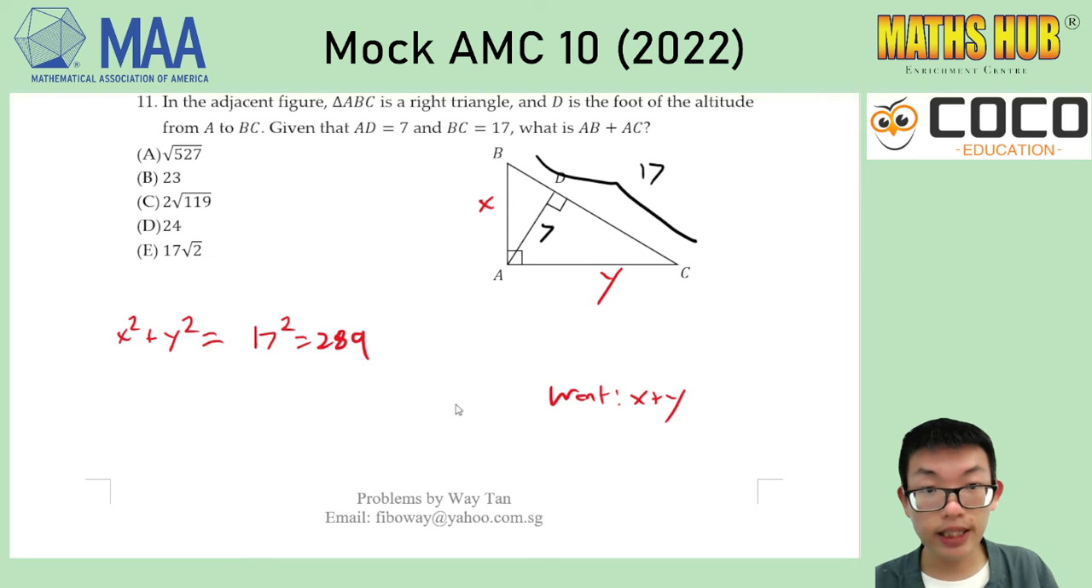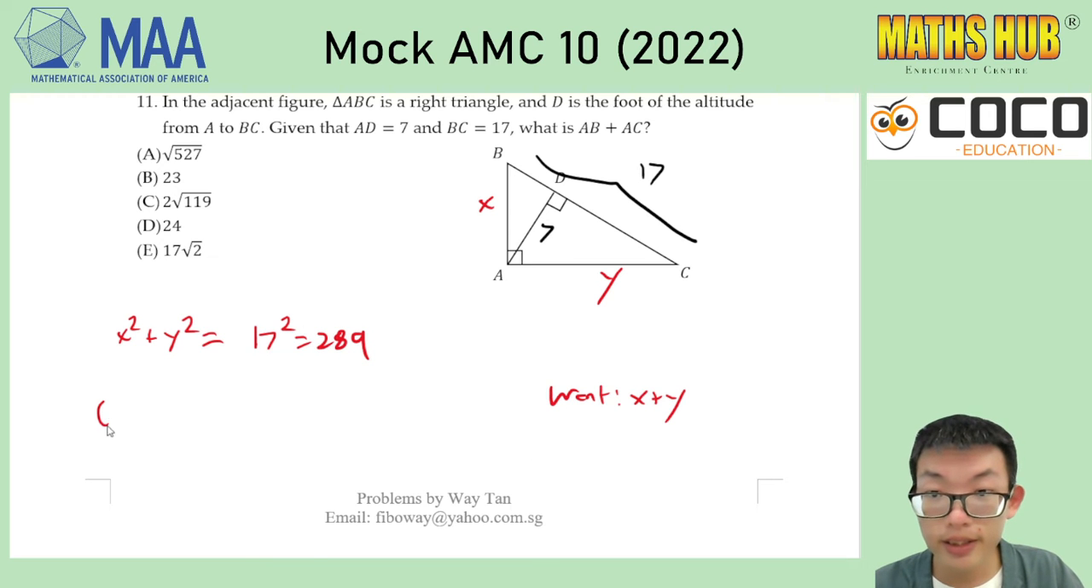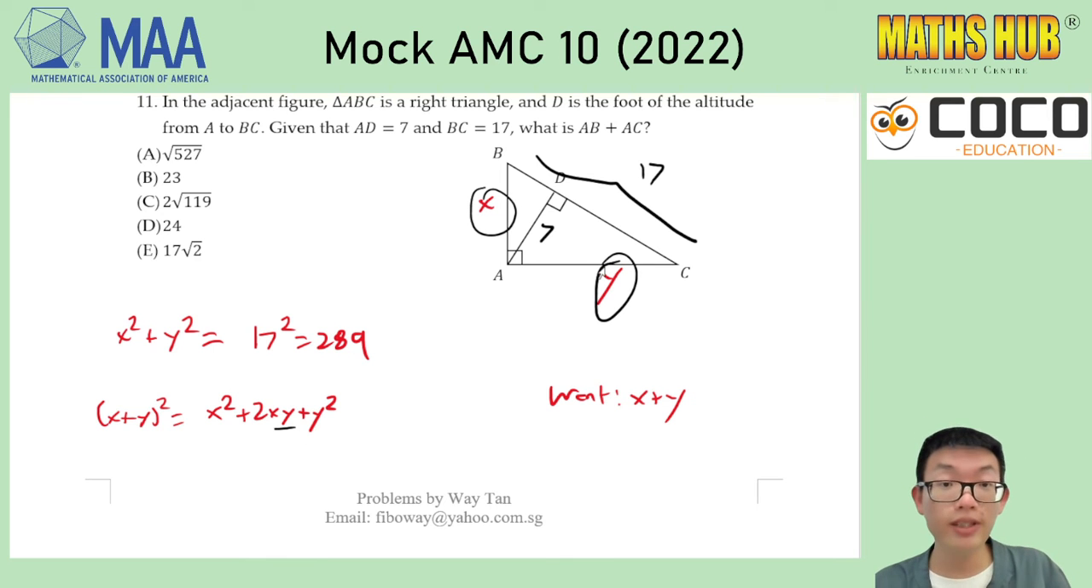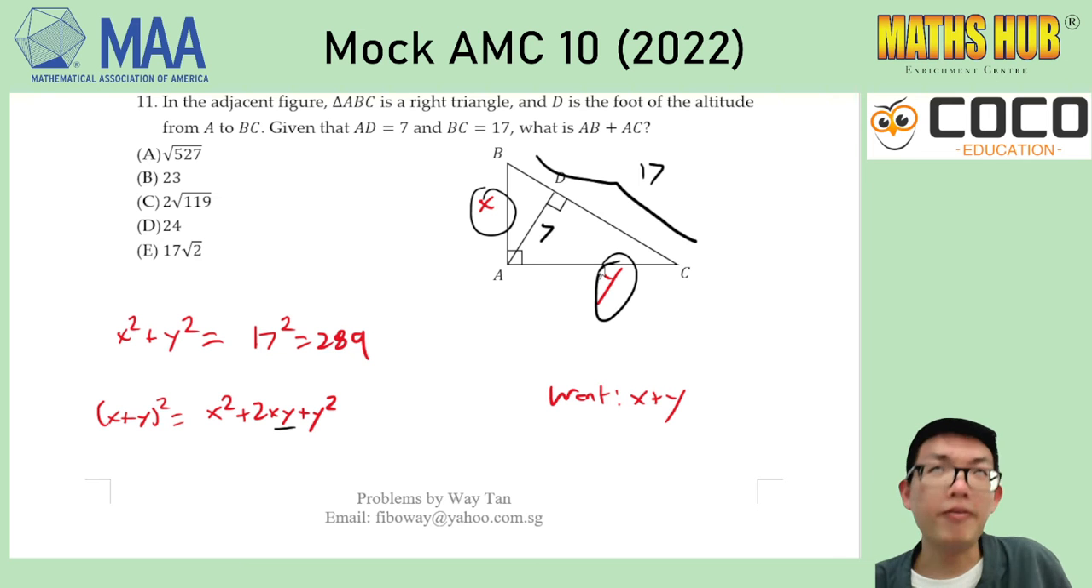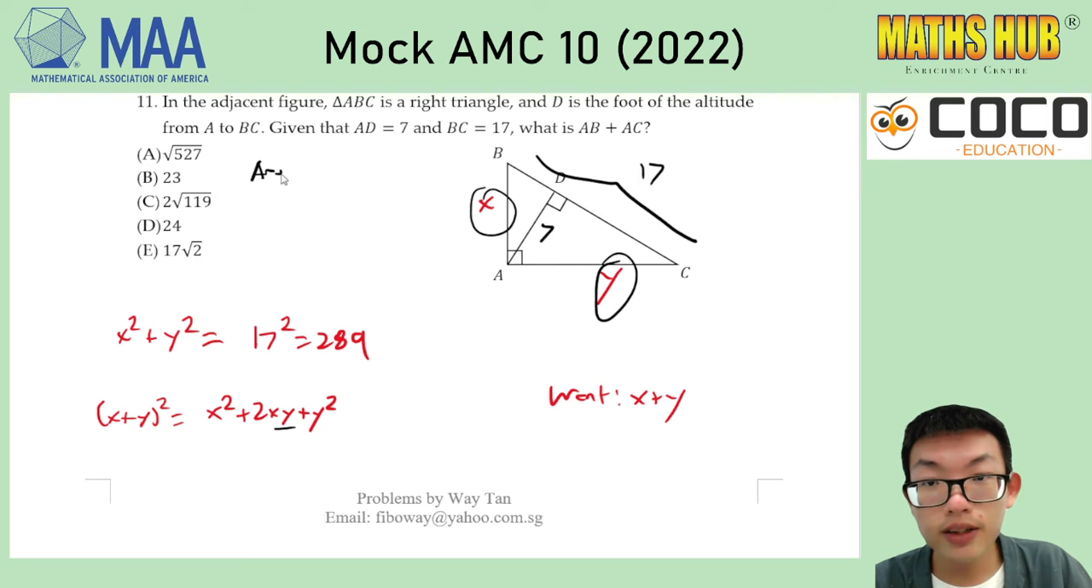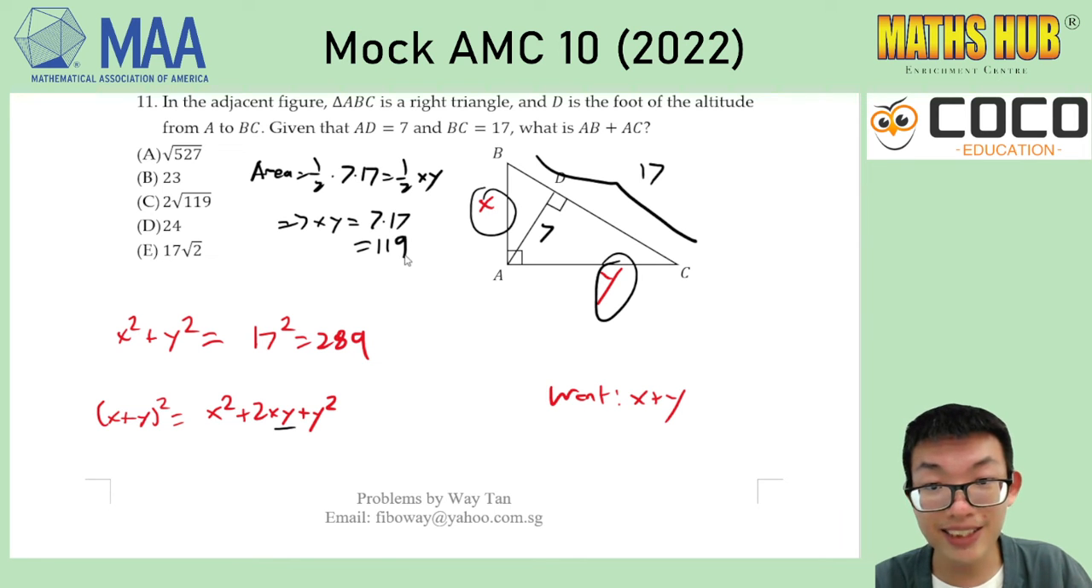Well, the good news is that (x plus y) squared contains the x squared plus y squared, and also it contains xy. Now, xy does mean something as well. It means, well, xy is 2 times the area, right? Half times x times y would be the area, so x times y is 2 times the area. And we have 7 and 17, which is also the area. So the area equals half times 7 times 17 equals half xy. So xy is equal to 7 times 17, which is 119.